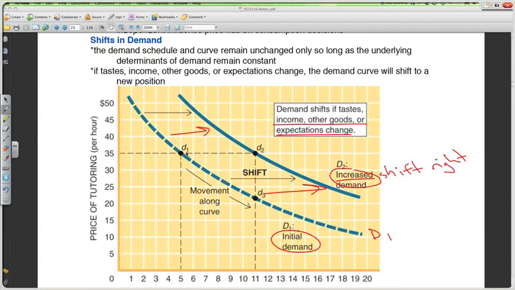But if we move along the curve, say from D1 here to D3, all that happens is a change in our prices. So we see our price drop, and then we also have this increase in our quantity demanded.